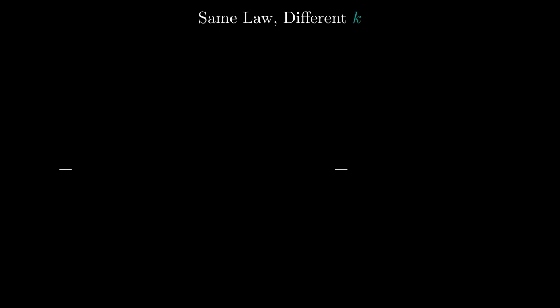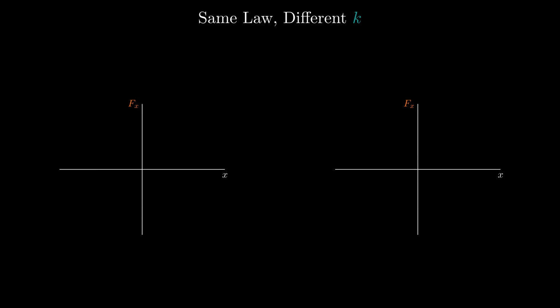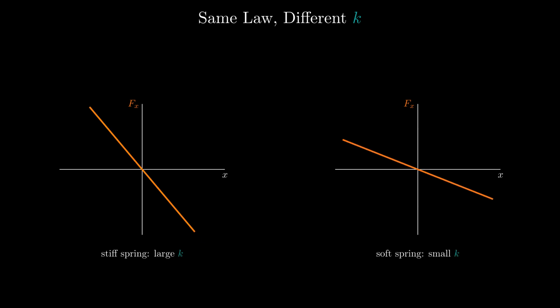Now swap in a different spring and run it all again. The same clean proportionality appears, force rising linearly with stretch, though the value of the spring constant may be larger or smaller. A stiff spring has a big k, a floppy one has a small k. The shape of the law holds, only the number that labels the spring changes.